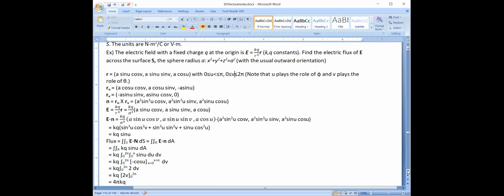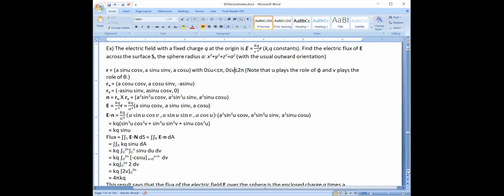And then integrating that dv, sorry, 2v evaluated from 0 to 2 pi, you just get 4 pi. Put it all together and you get 4 pi kq. So that's the result of the calculation. Sorry for my typos.